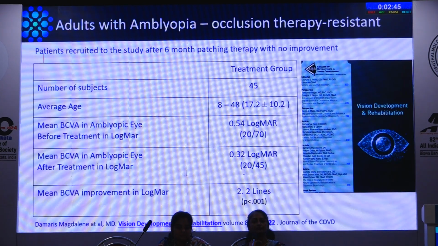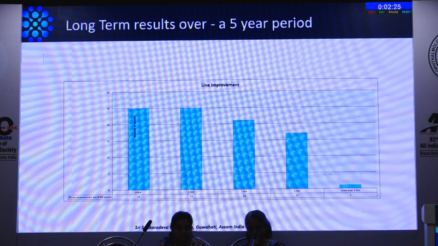So this was a study done on 45 subjects and the ages of the patients were from 8 to 48. It has been published and the mean corrected visual acuity improved from 0.54 logMAR to 0.32 logMAR, giving about 2.2 lines of improvement in vision, a statistically significant improvement. And I purchased this in 2017, then the COVID had come.